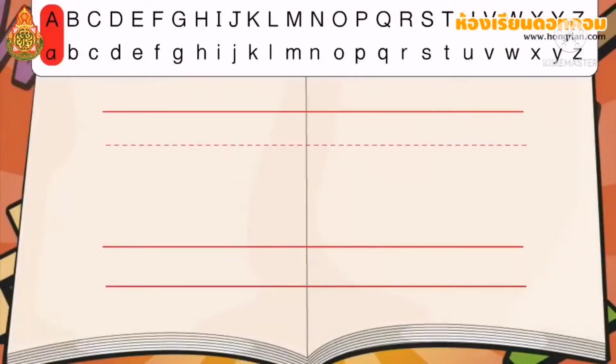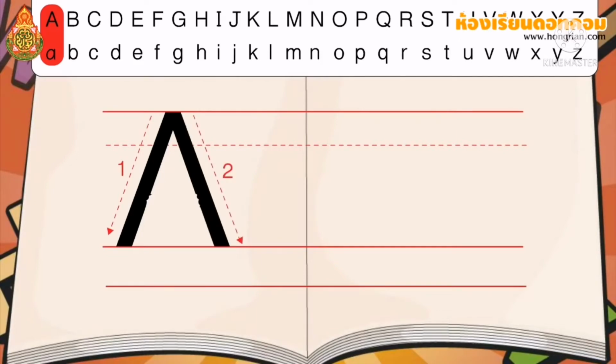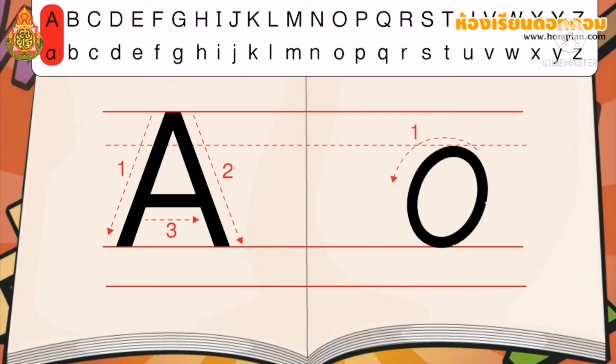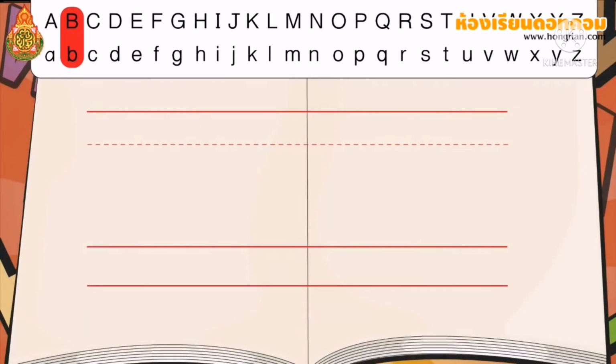Start with the first alphabet, capital letter A. Start with 1, 2, and 3, and small letter A. Start with 1 and 2. Next, capital letter B.